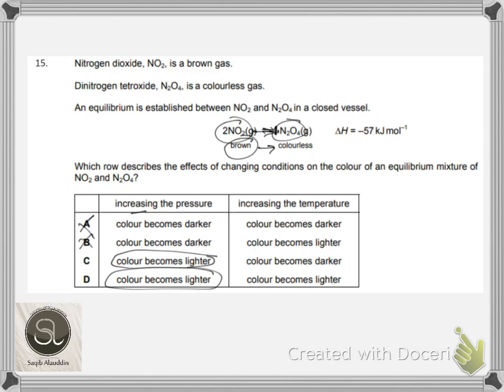Okay. Once again, the forward reaction in this case is exothermic. Of course, which means that the backward reaction is endothermic. So let me just clear this out for you. Forward is exo, and the backward reaction, of course, would then be endo. Now what do you say? Increasing temperature. We should know by now that when you increase the temperature, the endothermic reaction is favored. So actually, by increasing temperature, the backward reaction should be favored. Backward reaction means colorless gas turning to brown, which means color becomes darker. The correct option is C.